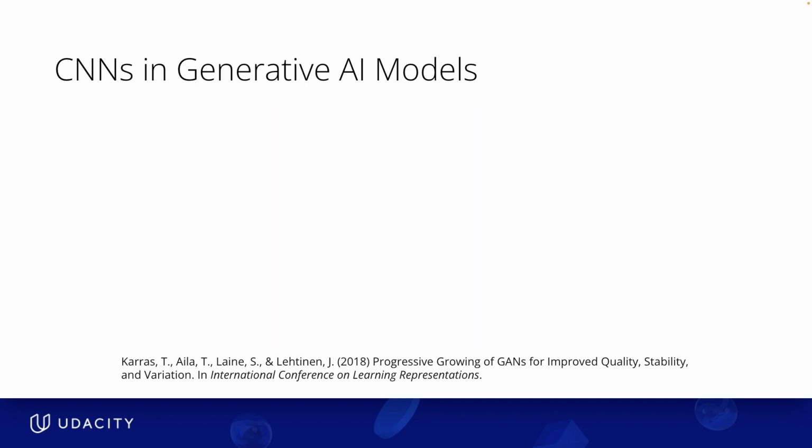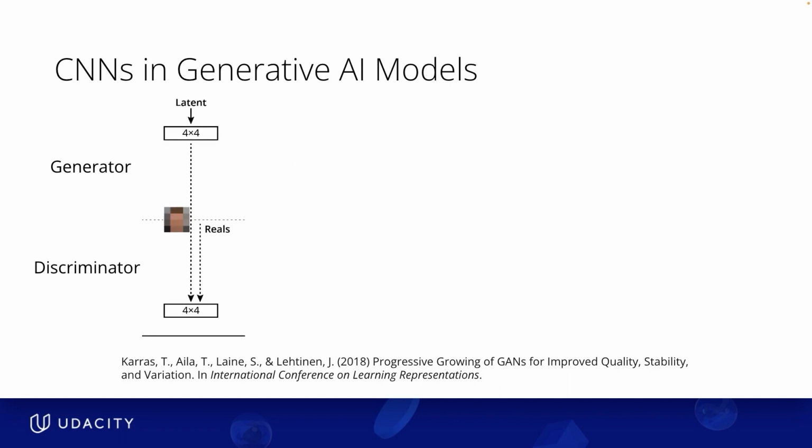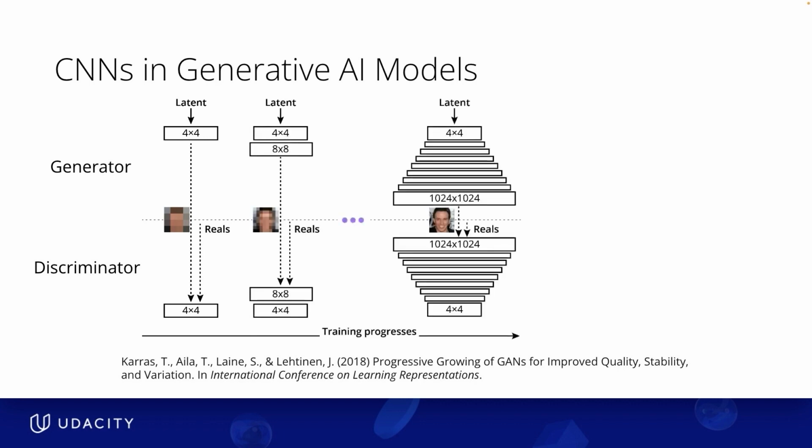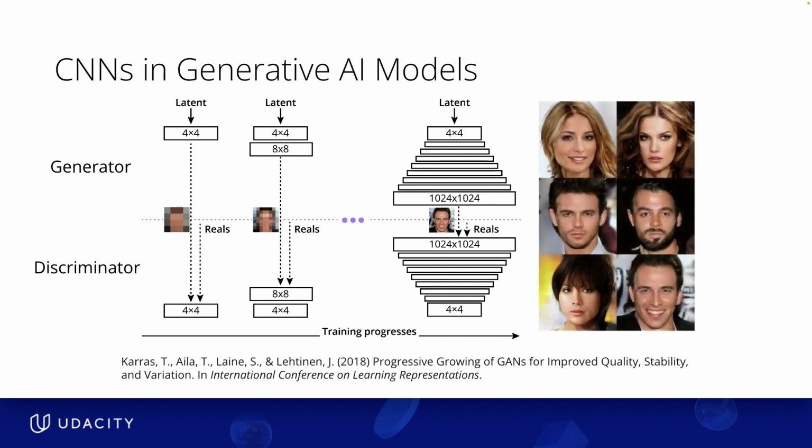In this setup, both the generator and discriminator start off with a layer of low resolution, 4x4 pixels. As the training of the model progresses, more layers are added to both CNNs, and this gradually increases the resolution of the generated images. These are some examples of what the final generated images look like with a 1024 by 1024 pixel resolution. Now, let's look at how the application of reinforcement learning has made modern generative AI so effective.